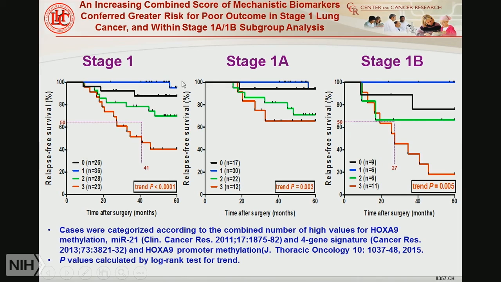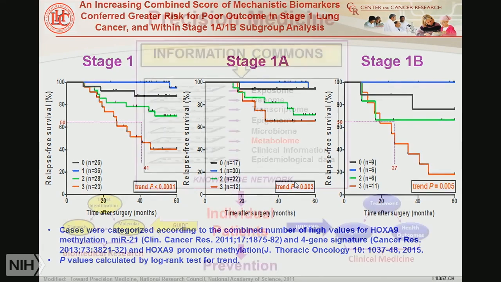If 1 is positive, somewhat poor prognosis. If 2 are positive, poorer yet prognosis. And if all 3 are positive, quite poor prognosis. So that in stage B cancer, these people only, the median survival at 50% was at 27 months.